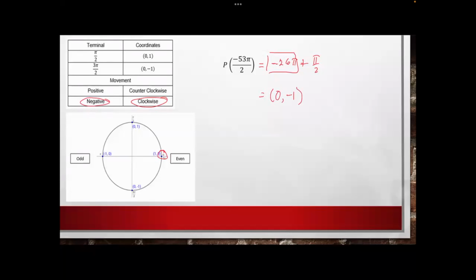So, simula dito, clockwise daw. So, that will be a 0 and negative 1. Nakuha ba?